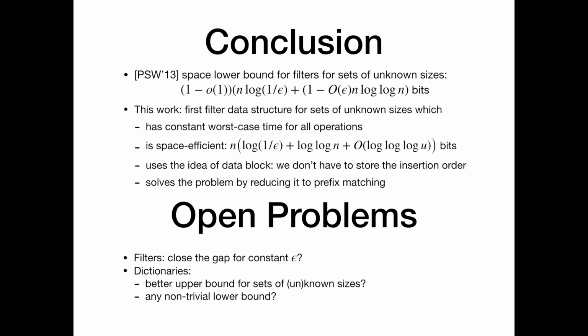The key idea is data block. We don't have to store the insertion order. Our data structure solves the problem by reducing it to prefix matching. There are some interesting open problems. It is easy to say that our data structure is not space efficient if epsilon is constant. So, can we close the gap in this regime?